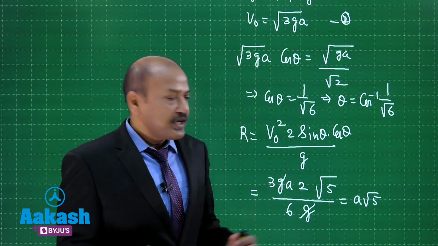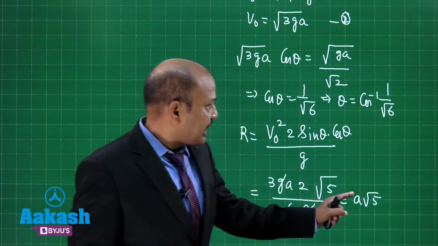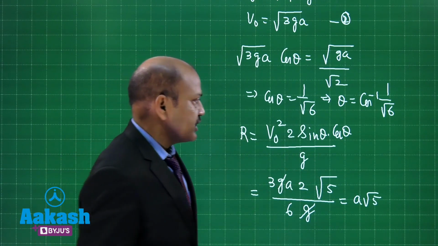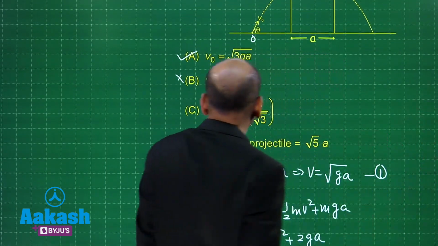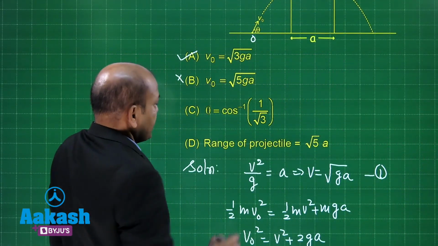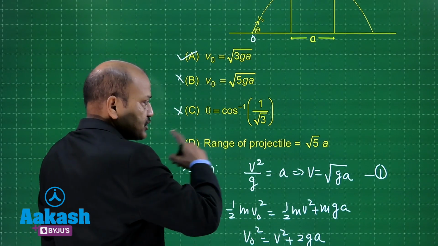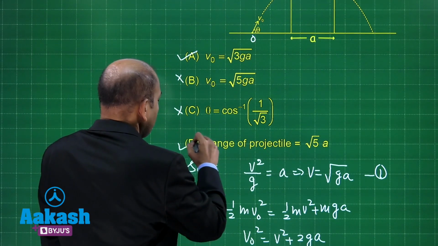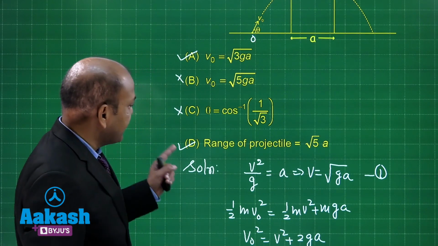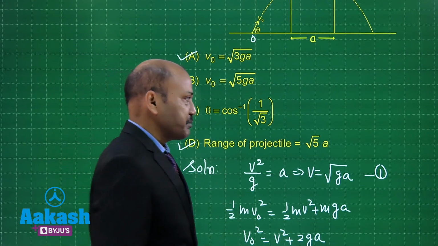So practically the question is solved. Range is a root 5 and theta is cos inverse 1 by root 6, which means we can reject this one because theta is cos inverse 1 by root 6, range is correct. Well, so for this question options A and D are the correct options.